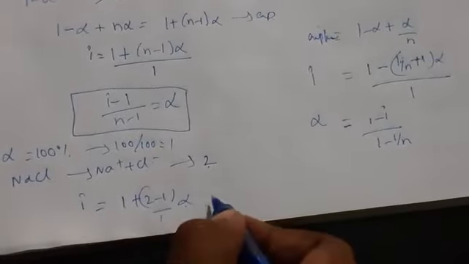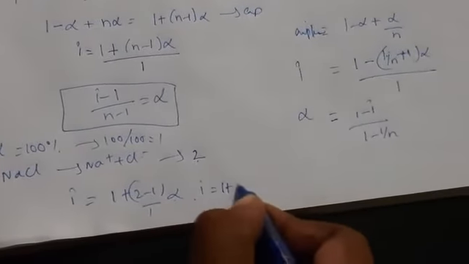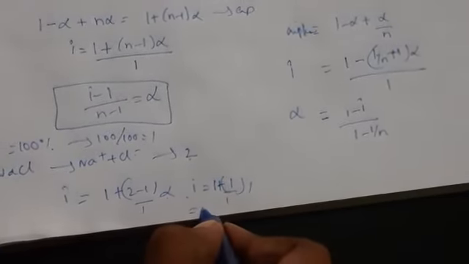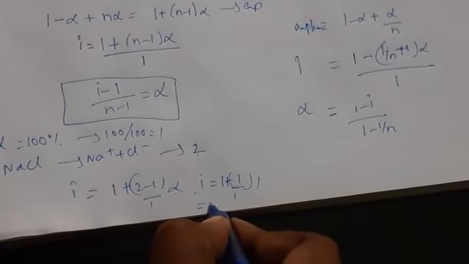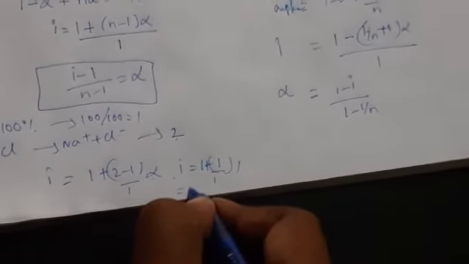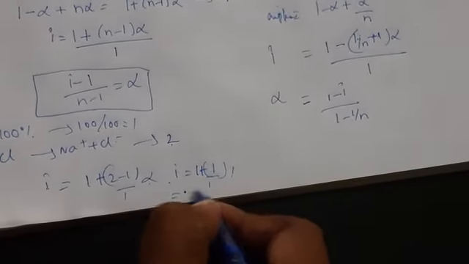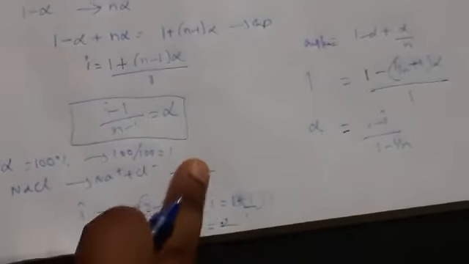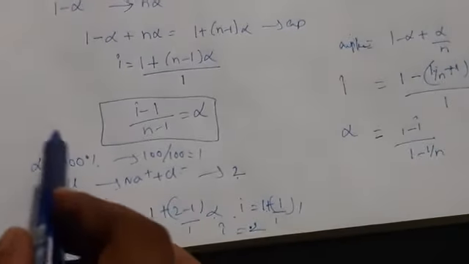So then what will the alpha value be here? i is equal to 1 plus (1 by 1) into 1. So you are getting the i value as 2. Okay. So it is giving 2 particles. So if suppose it is giving 100%, this is for dissociation.